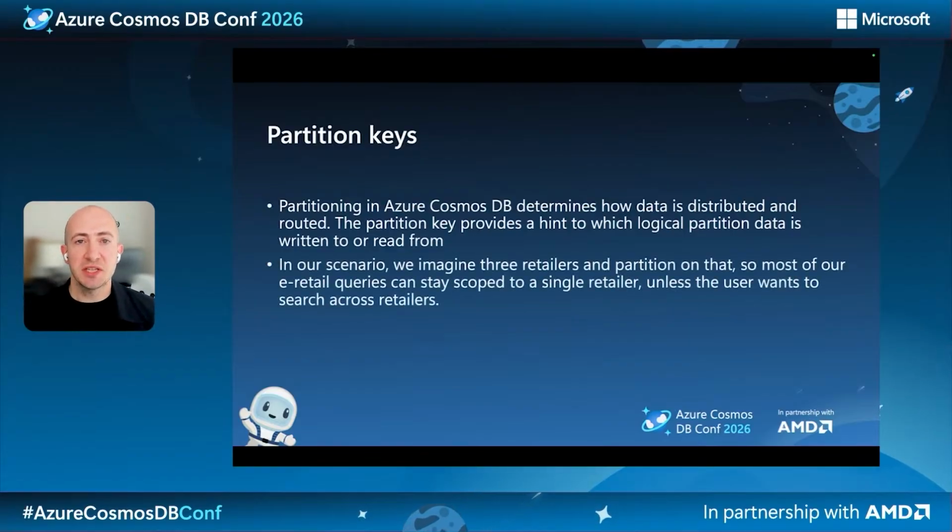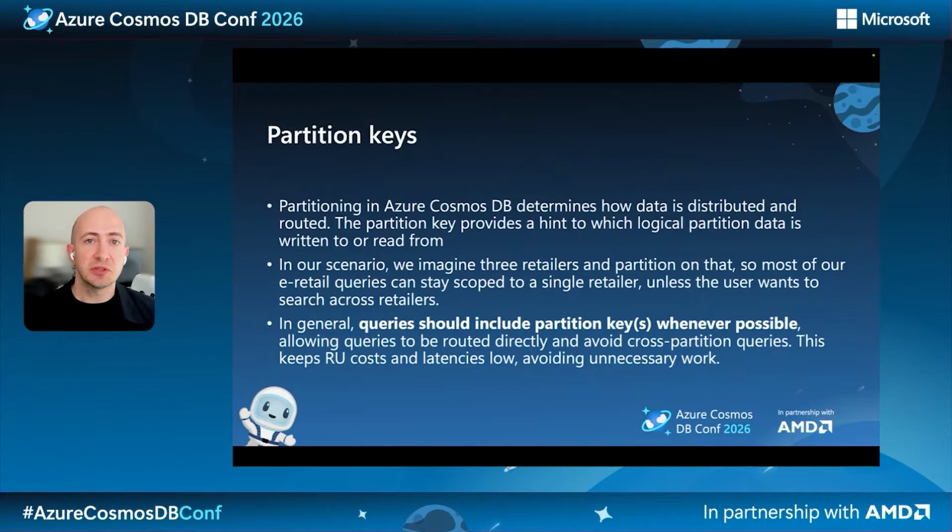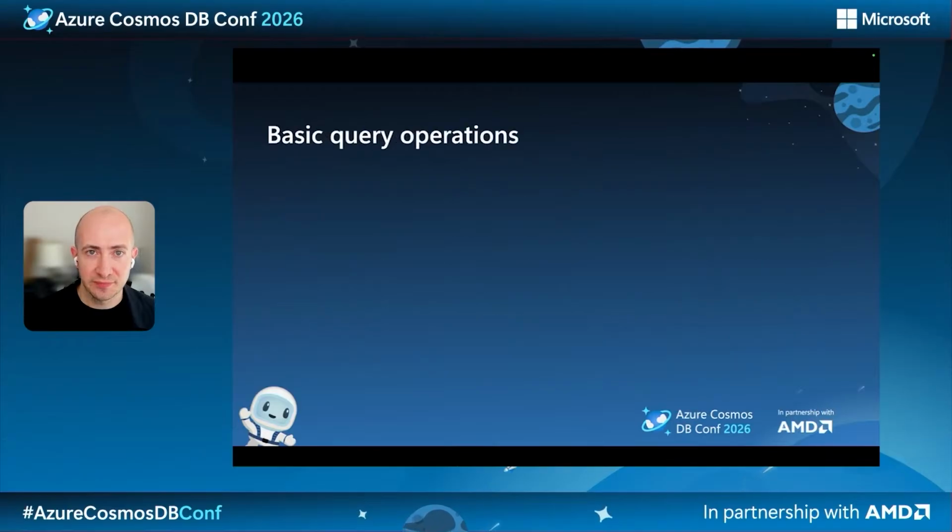So in our scenario, we imagine that we have 3 retailers or 3 shops, and we're going to partition on that. So most of our e-retail queries can be scoped to a single retailer unless the user wants to search across the different retailers. Now, in general, a good pattern to use is queries should really include the partition keys whenever possible. This allows your queries to be routed to the exact logical partition or small set of logical partitions where your data lives. This helps you keep RU costs and latencies low and avoids potentially costly cross-partition queries.